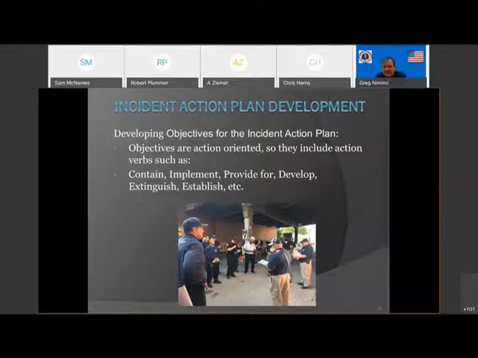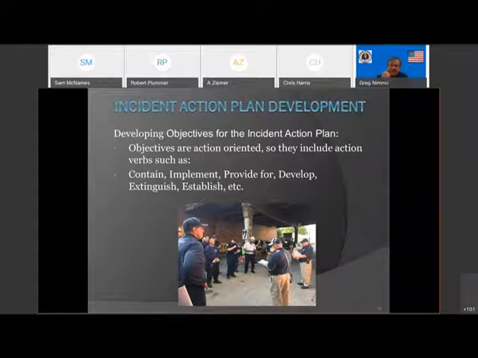Secure a perimeter, provide for search and rescue, provide EMS care. Those things are action-oriented. Continue extinguishment procedures. Contain, implement, provide for, develop, extinguish, establish. What we try to do is build these objectives so that when we put them out there, what we're actually trying to do is say, what are we going to do?